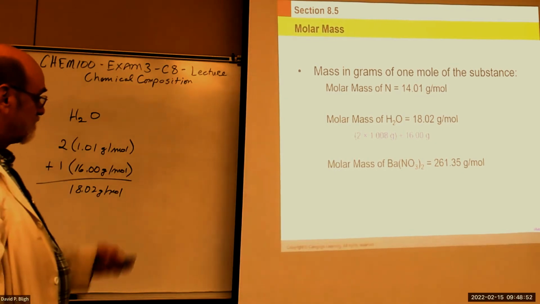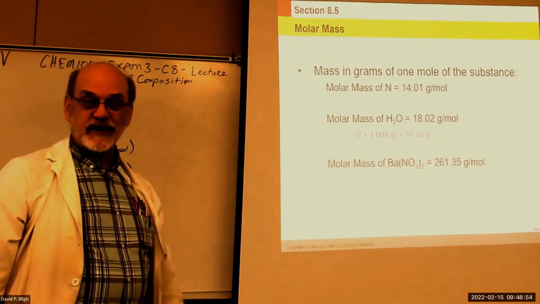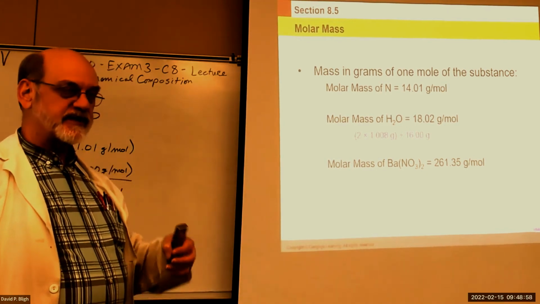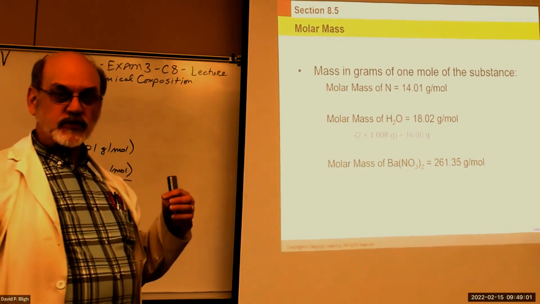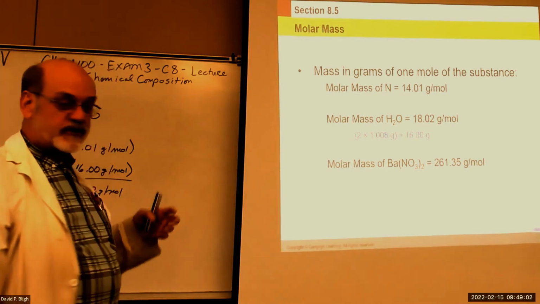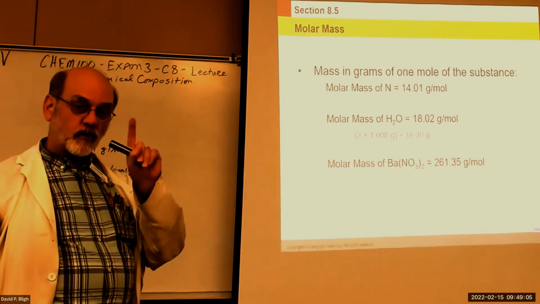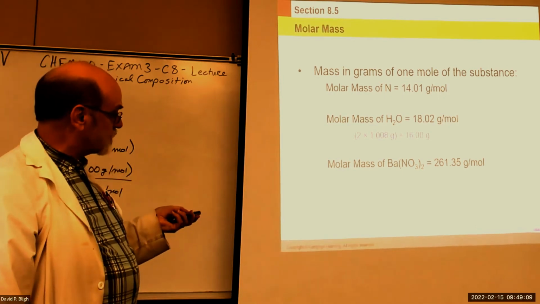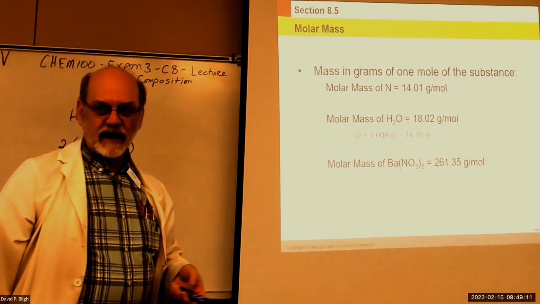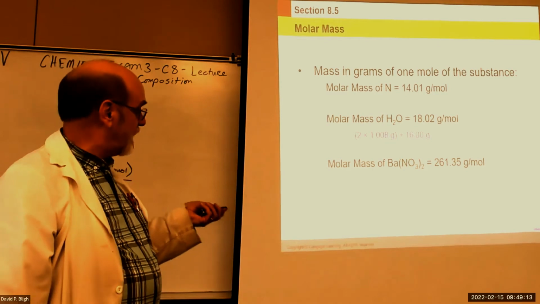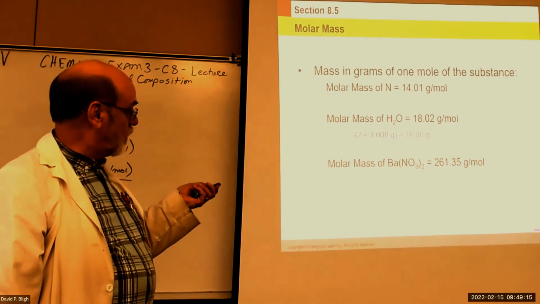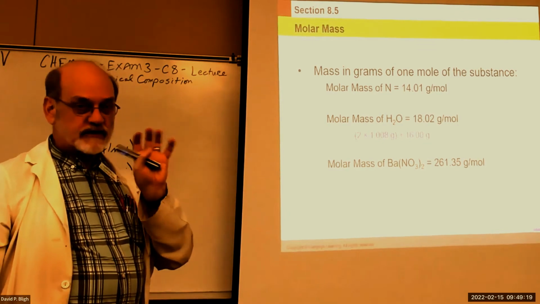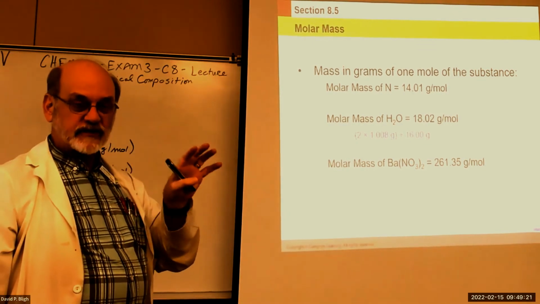Okay. Same thing for barium nitrate. We know how to write compounds, right? Barium is an alkaline earth. It has a 2+ charge. Nitrate is a polyatomic ion with a 1- charge. So you need 2 nitrates to balance the charge on barium. Now, that's not a molecular compound like water is. That's an ionic compound. But the formula unit is all you need to do the calculation.